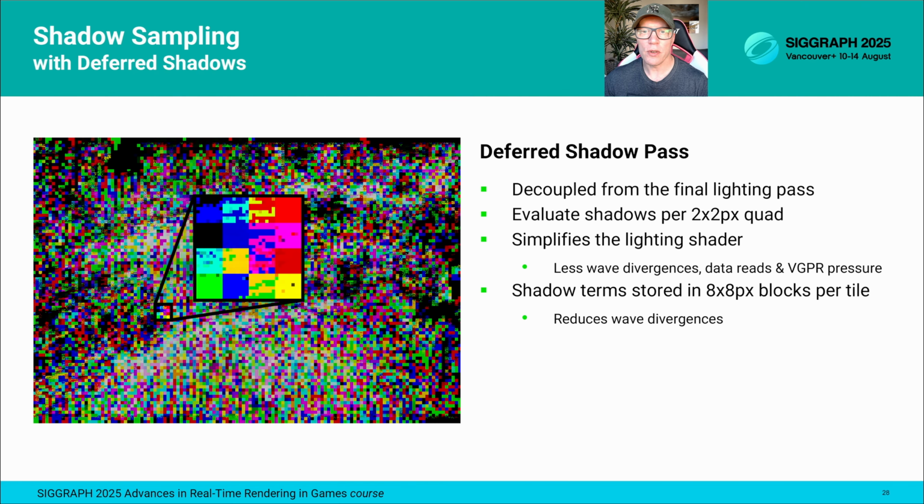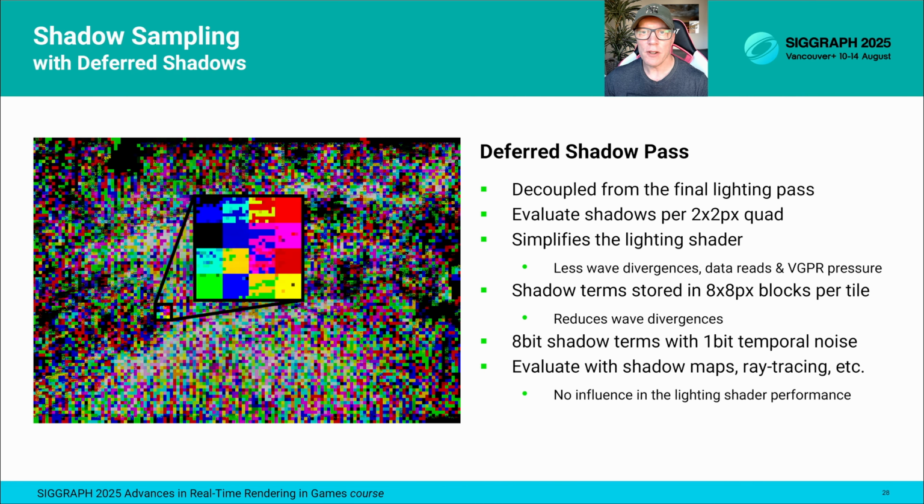The shadow evaluation code is largely unified for spot and omni-lights, but sunlight uses cascaded shadow maps with a separate path. To reduce memory usage and bandwidth, we use only 8-bit shadow terms and add 1 bit of temporal noise to eliminate banding with TAA. For 1080p, this uses from 0.5 MB to 2 MB of memory. The deferred shadow pass also enables shadow evaluation to be implemented using different techniques, such as shadow maps or ray tracing, without influencing the final lighting shader performance.